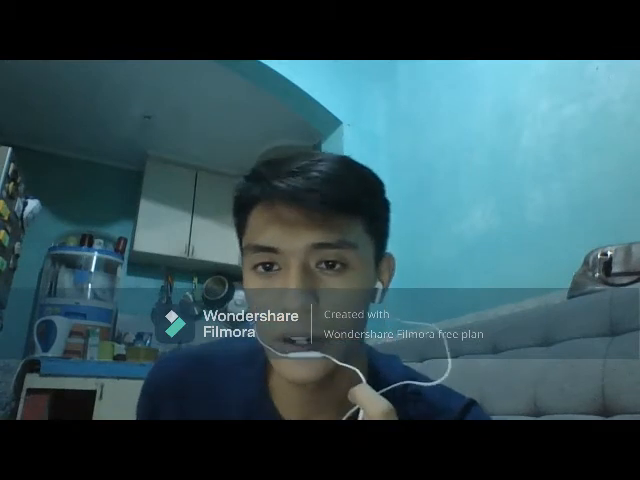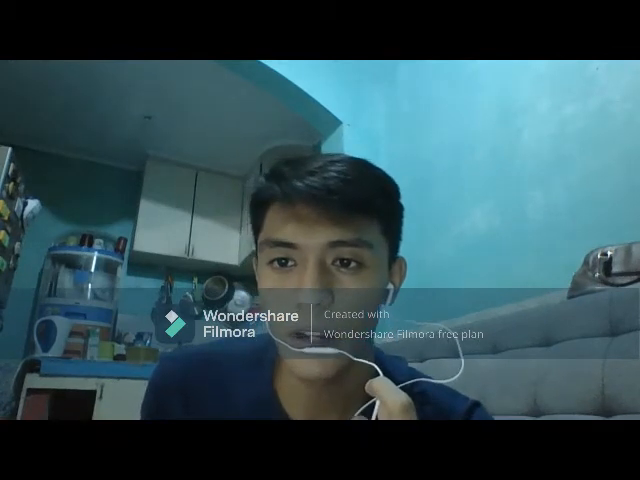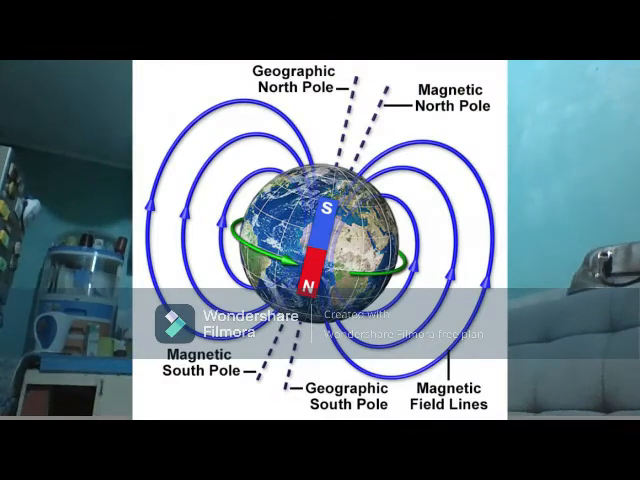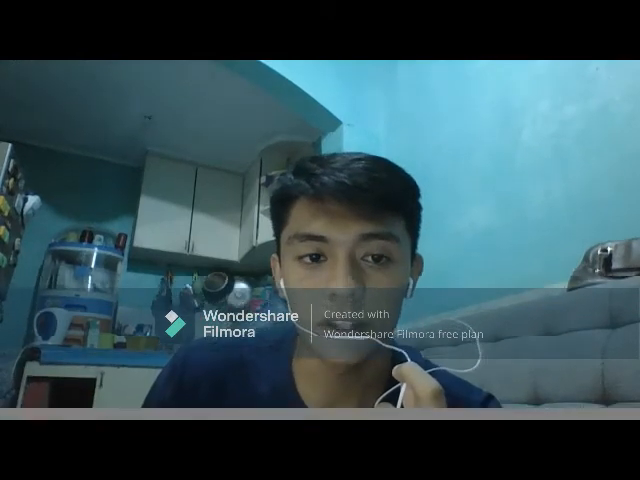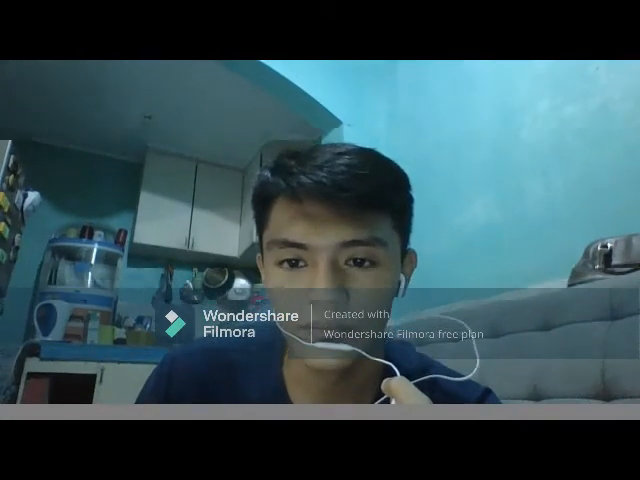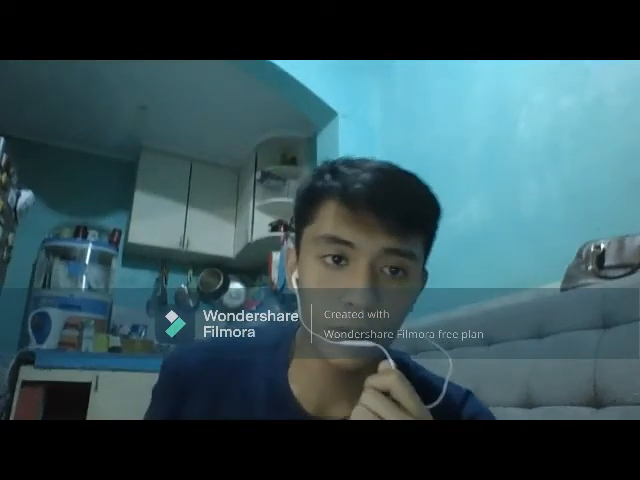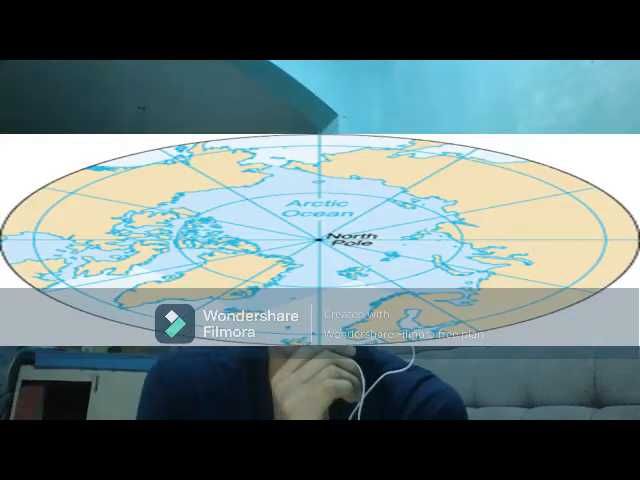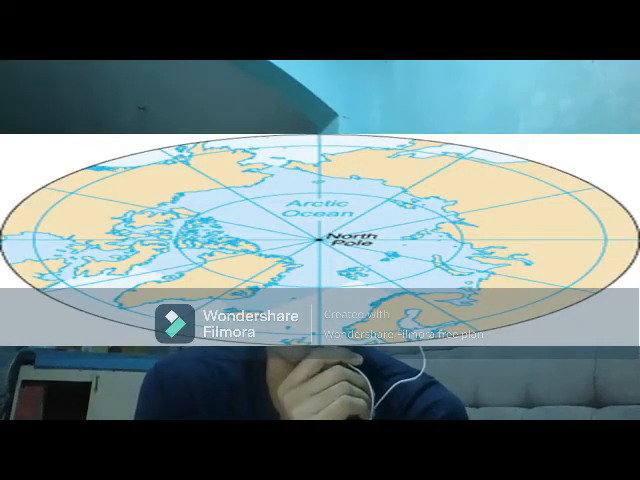From the equator, a series of parallel lines were recognized, with the most northern and southern points being called the North and South Pole. These would be numbered as 90 degrees north and south respectively. The North Pole is at the center of the northern hemisphere. The North Pole is the northernmost part of the Earth, lying diametrically opposite the South Pole.